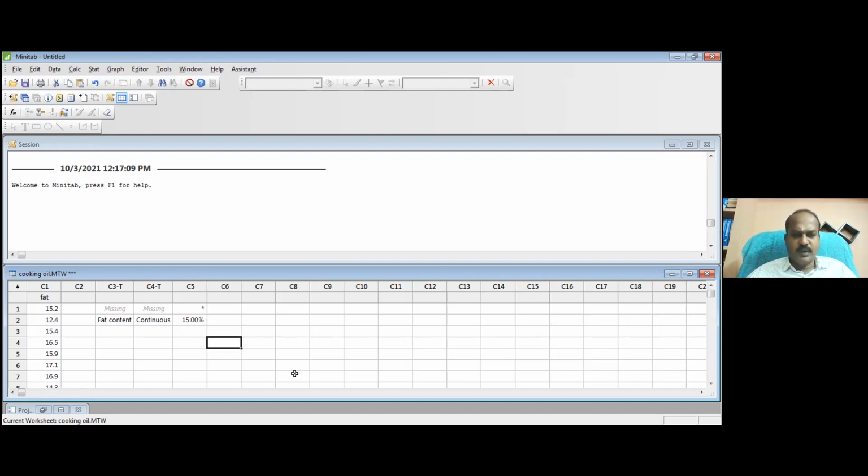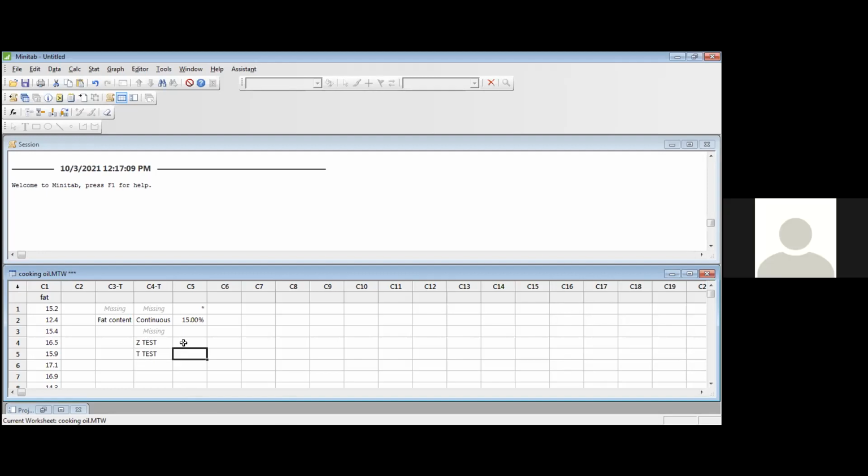Now what test should I do? Should I do the Z test or the T test? Can somebody help me, which one should I do? T test. Okay, I agree, you want to go for the T test. Can you also tell me the reason why? Quantitative comparison.